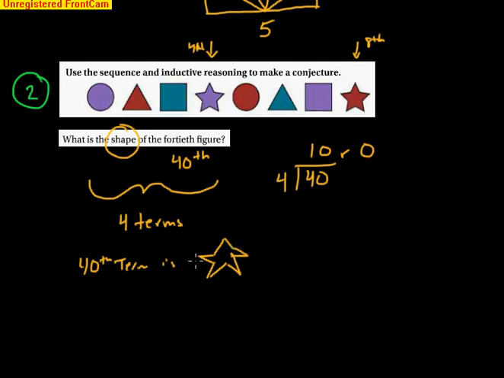There we go. Okay. So again, use this divisibility idea. And remember, if the remainder was some other number, you would just have to count from that. This is a 4 term pattern, so if I had a remainder of 1, it'd be the next one after the star. Remainder of 2, the triangle. Remainder of 3, square. Okay. So keep that in mind as you do those problems.